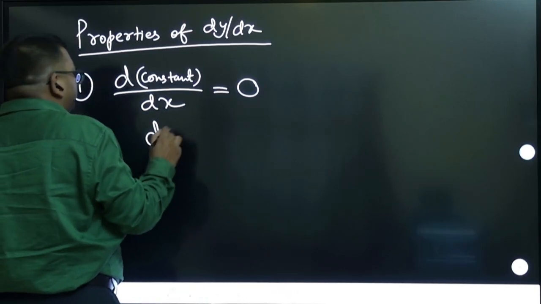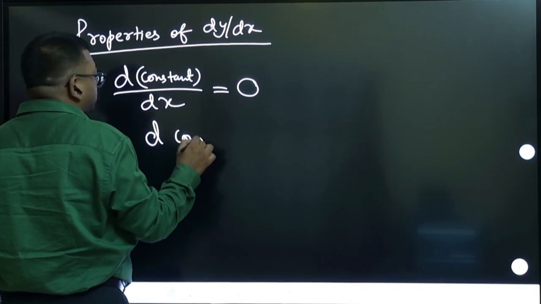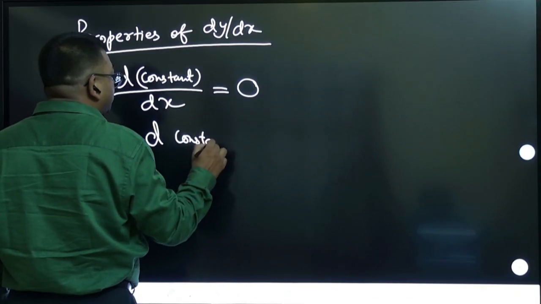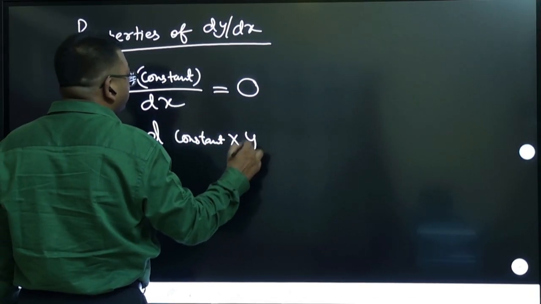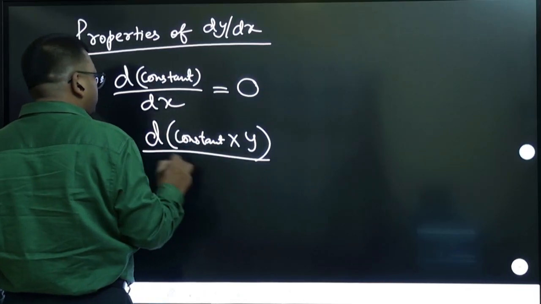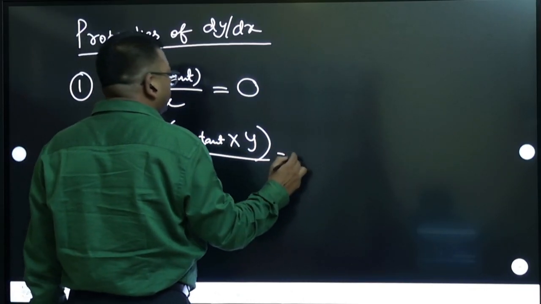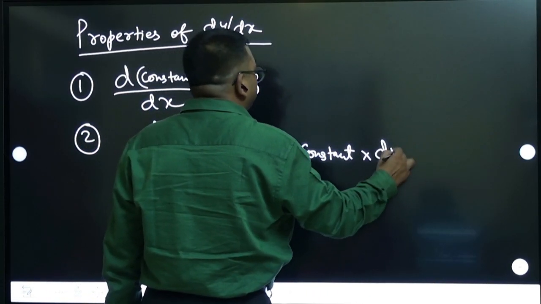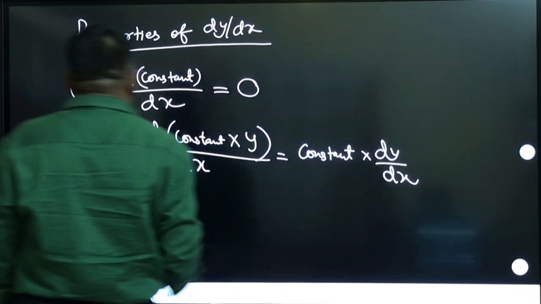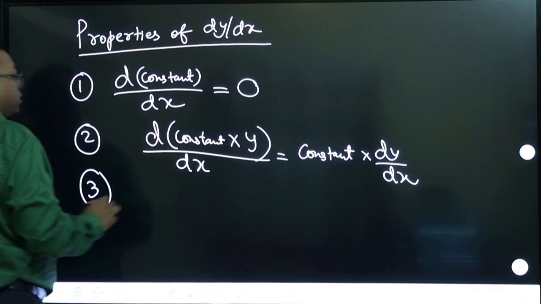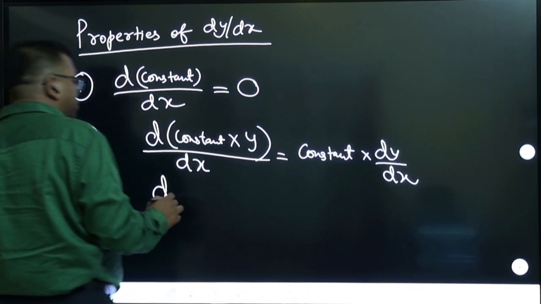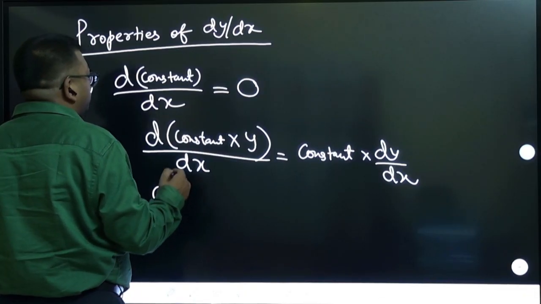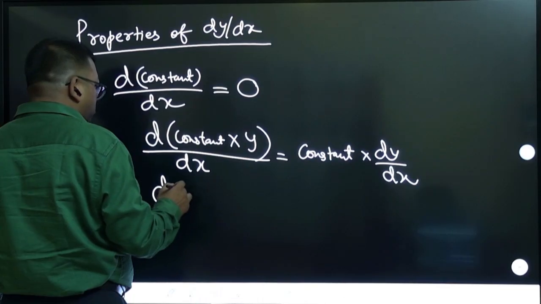Next, differentiation of a constant multiplied with a function. Differentiation of a constant multiplied with a function y, let us say, with respect to x: that constant will come outside this dy by dx. Next, third, differentiation of, let us take the product rule.